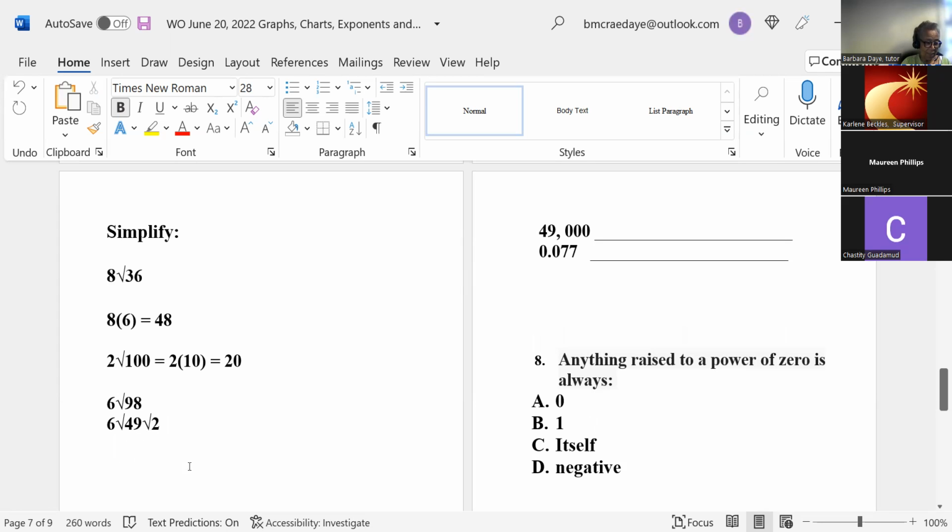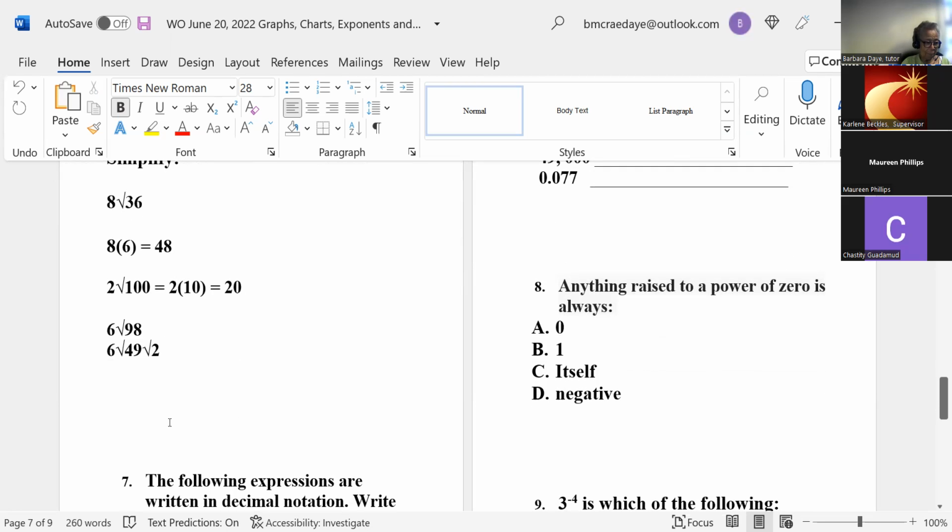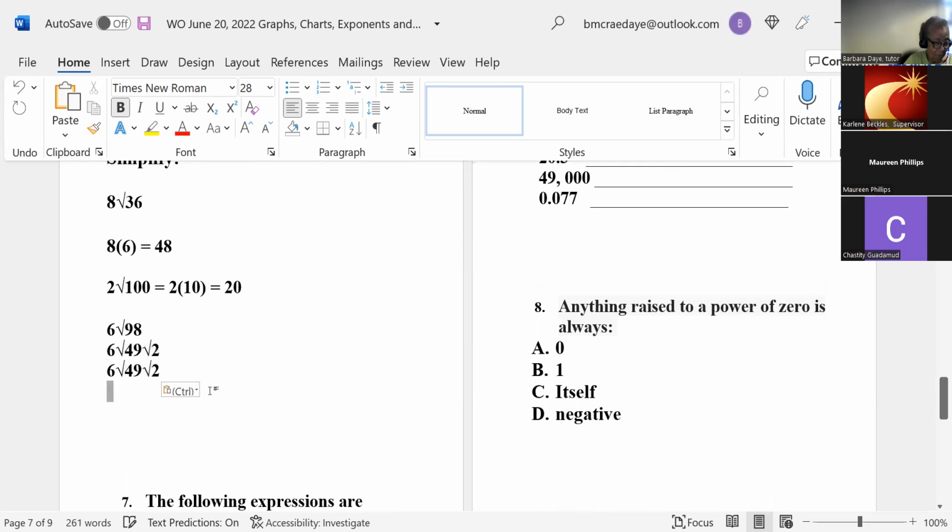Now, what's my next step, Maureen? Then you multiply the 2 by the 6. No. What's the square root of 49? 7. Okay, so let's copy this. The square root of 49, you just told me that's a 7, so let's put in parentheses 7. That's the square root of 49. Square root of 2 stays the same. Now, what's the answer, Maureen?